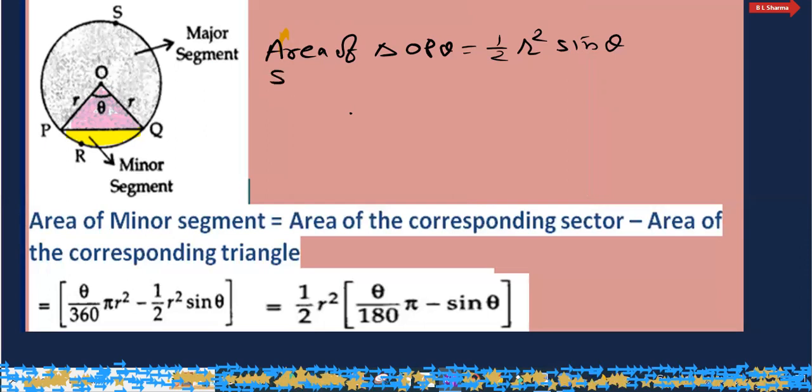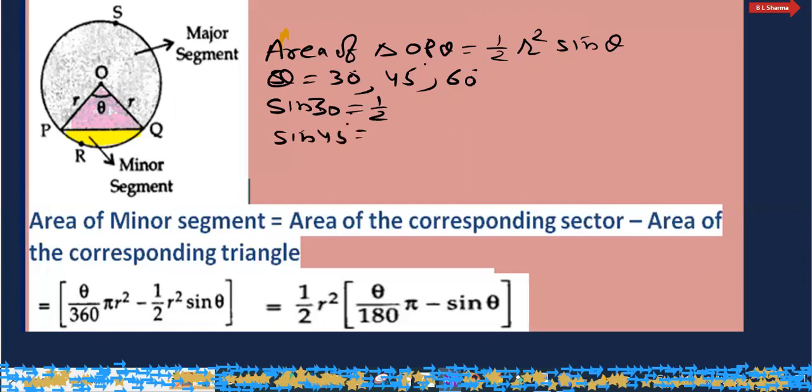We know if this angle is theta, theta can be 30 degree, theta can be 45 degree and theta can be 60 degree. ये अब restricted है आपके कि 30, 45 और 60 आ सकता है। I am writing again here: sine 30 degree is 1/2, sine 45 is 1/√2 and sine 60 degree is √3/2.